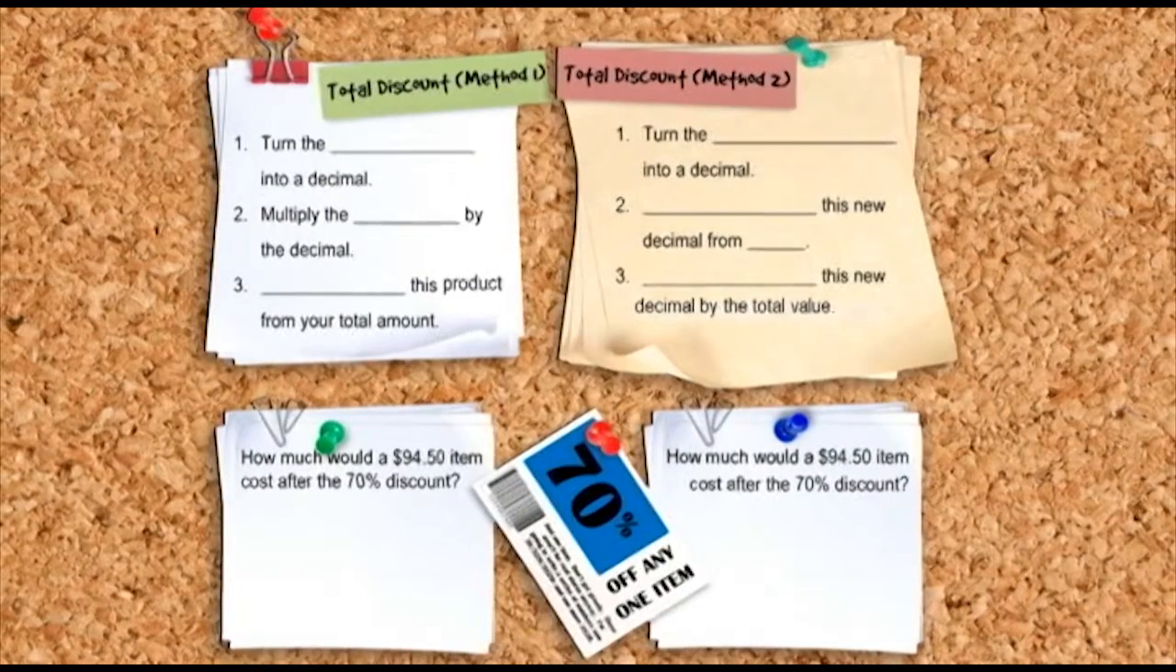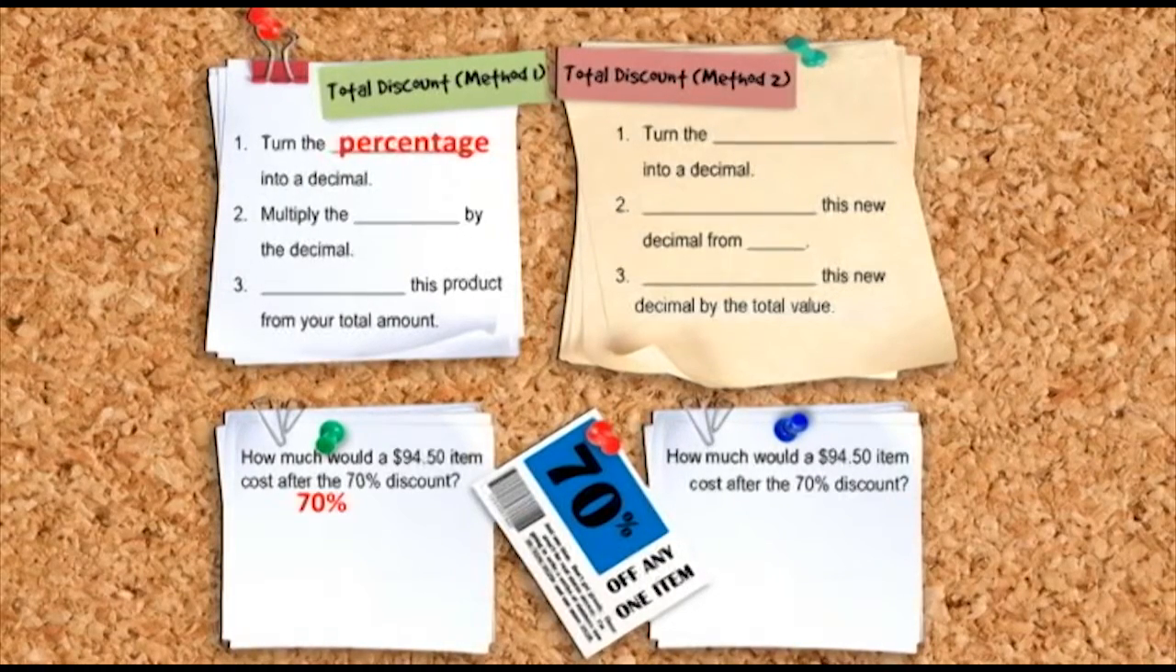If you wanted to know the total amount that you'd be paying at checkout, not just the amount that the coupon is saving you, you would need to use one of two different methods. The first method, turn the percentage into a decimal, which we should be getting really great at because we've done it a few times. So for my example, I have a 70% off coupon of $94.50 amount of items.